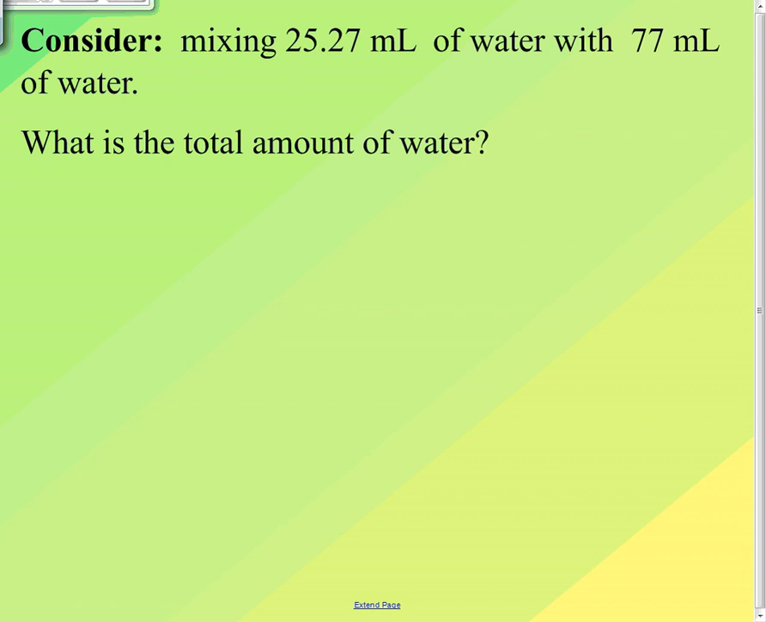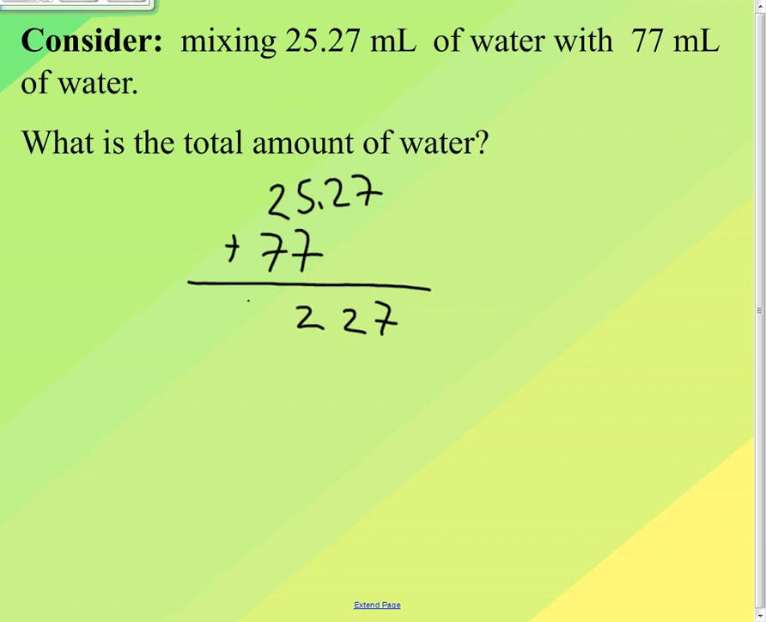Aha. Here we go. Consider mixing 25.27 milliliters of water with 77 milliliters of water. What's my total amount? I'll help you with this one. We have 25.27. To that, I'm adding 77. Add that. Good. This is addition. This means I want to line up my decimals, right? And add. So I have 7, 2, 12, 1, 0 point. It's where my point is, right? Here's my point. Good.